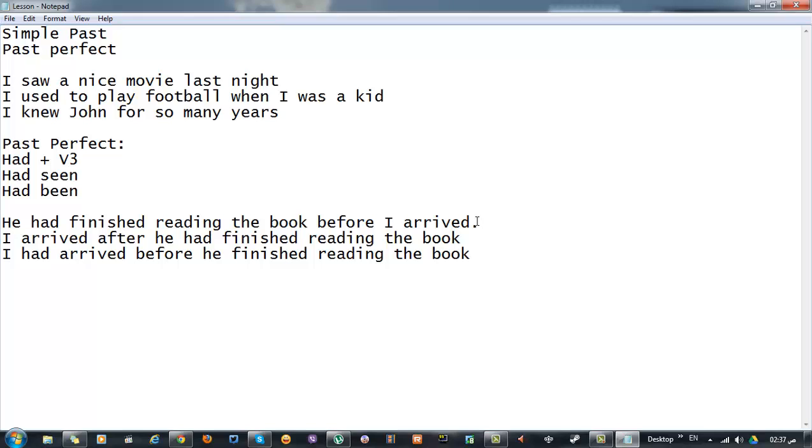Notice that the first and the last sentence, at first look, may seem similar in meaning, but actually they're completely different. The order switched here. The first one: he had finished reading the book, then I arrived. And the last one: I arrived first, and then he finished reading the book. So basically, it's all about time order. And like I said, there are two actions involved here. Both happened and ended in the past, but one of them happened before the other.